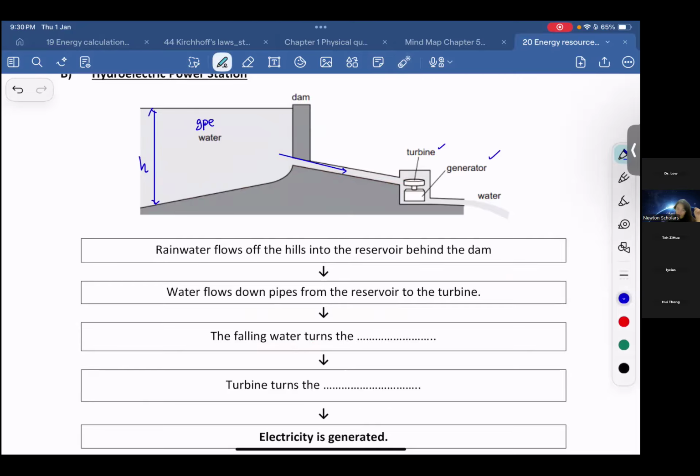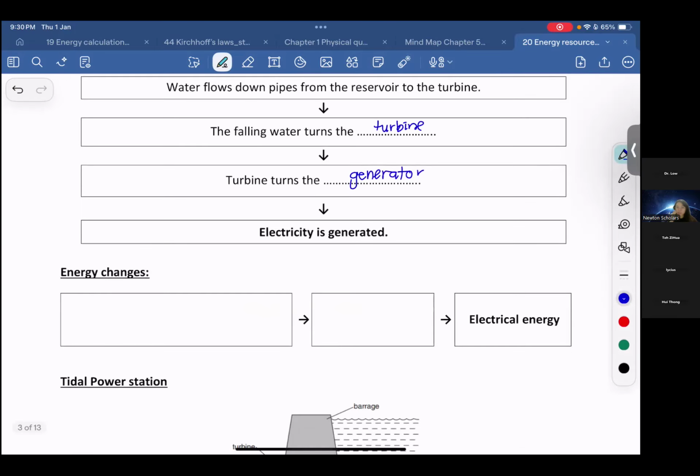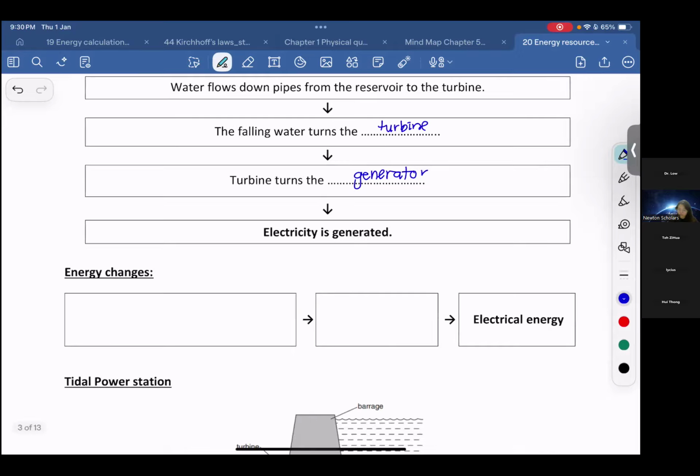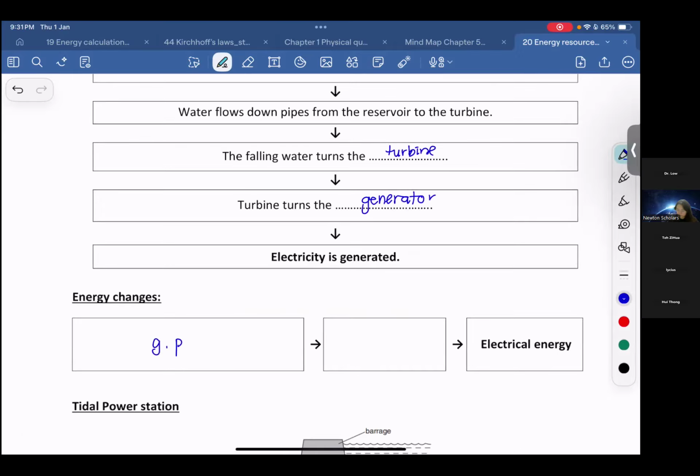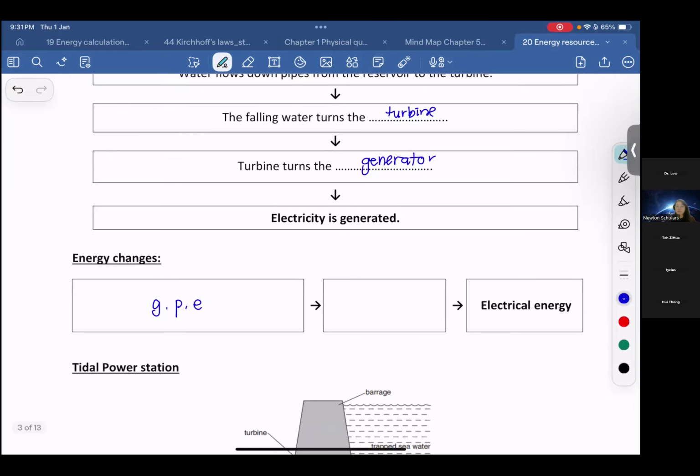Falling water turns the turbine. The turbine turns the generator, so electricity is generated. For this one, the most important thing they like to ask you is: what is the energy change? Water stored at the reservoir is GPE. Then the water flows, turns the turbine, turns the generator, and that is kinetic energy. Falling water turns the turbine, and the turbine turns the generator.